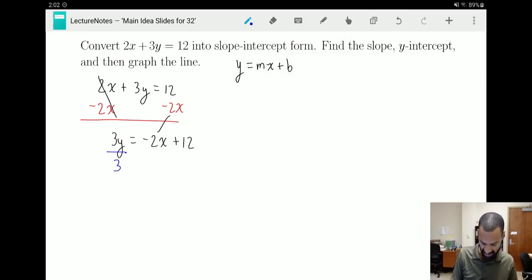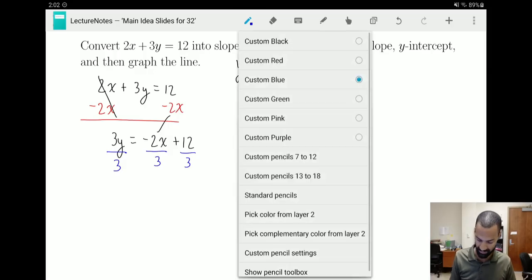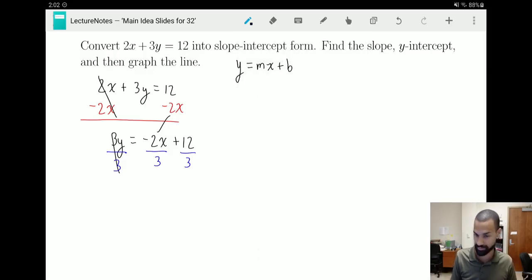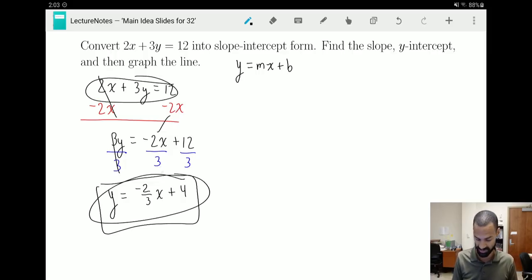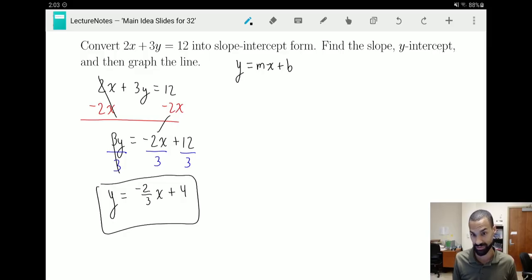And here we're going to divide each individual term by 3. We end up with y equals negative 2/3 x plus 12 divided by 3 is 4. So we have y equals negative 2/3 x plus 4. That would represent the slope-intercept form of that same equation. Still, the ordered pairs that work for this equation will also work for this one. It just depends on what you're trying to do, right?